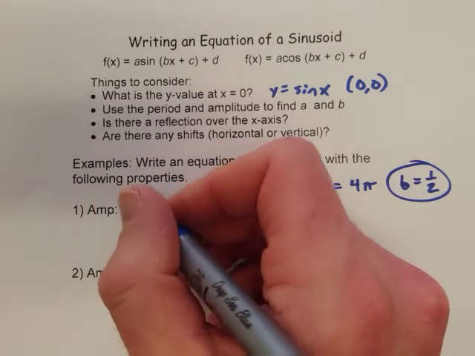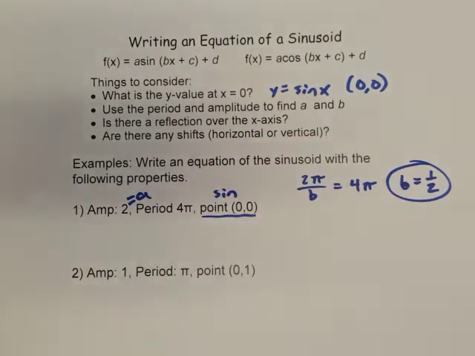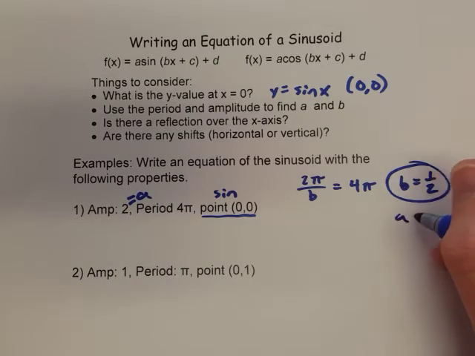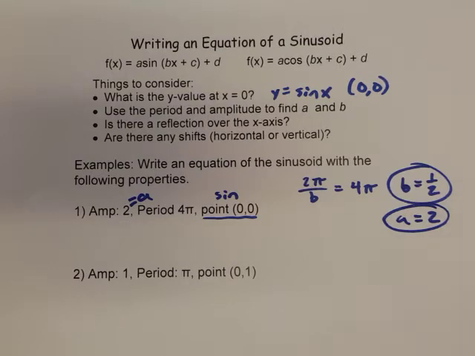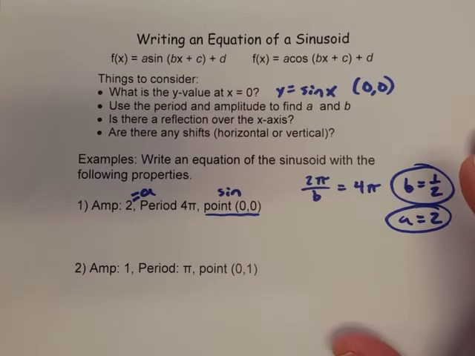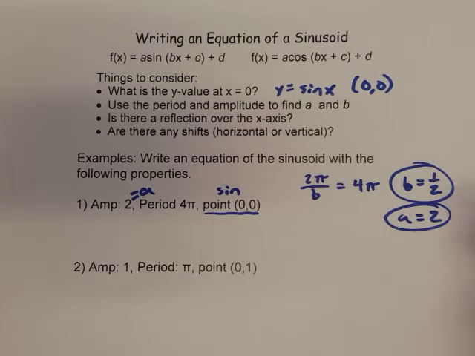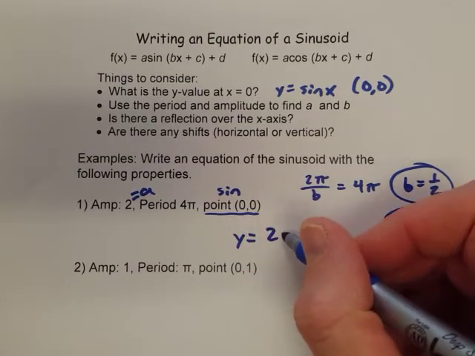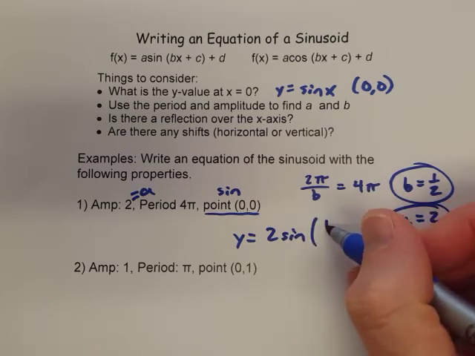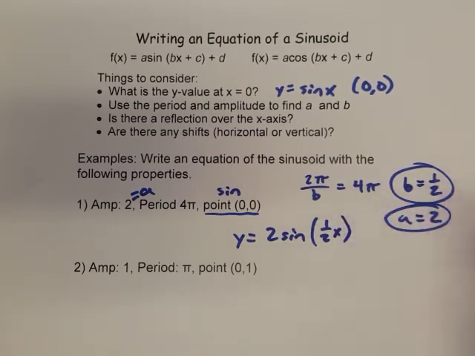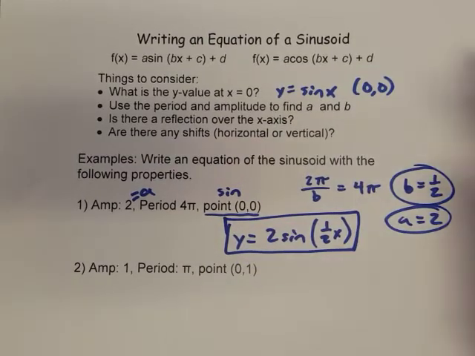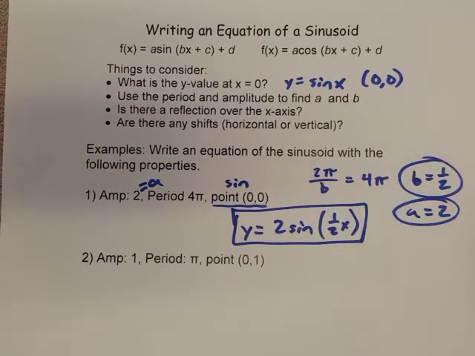The amplitude is 2, so anytime you see amplitude, that's just a. A is for amplitude. So then a is 2, and I know that's positive because it doesn't mention anything about reflections in this problem. So we've got all the information we need. Now we put it together and it is y equals 2 sine of 1/2 x, or you could say x over 2. Either way you want to do that is fine. But there's our first equation based on that information.